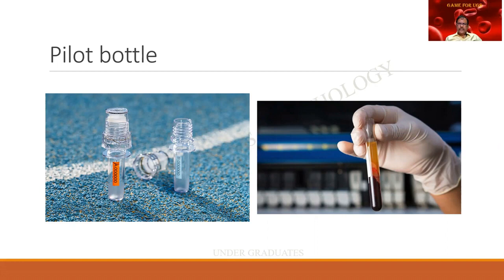Now, what are we seeing on the screen? This is a pilot bottle. What is a pilot bottle? It is a simple screw cap bottle in which the donor's blood is being collected. Along with the blood bag, you find the same sample is collected in this tube also. It is given the same number as in the blood bag and the register. Can you tell me why it is being done?